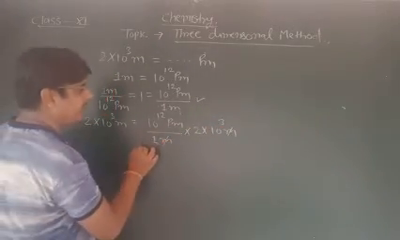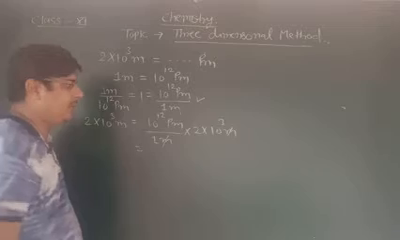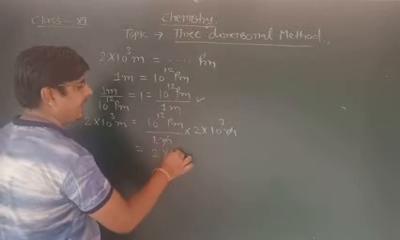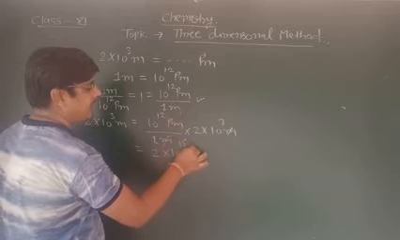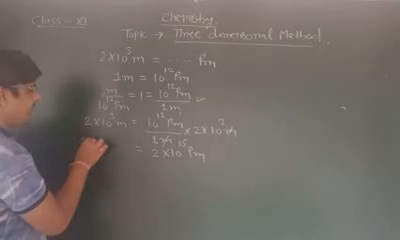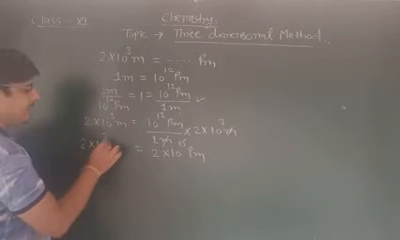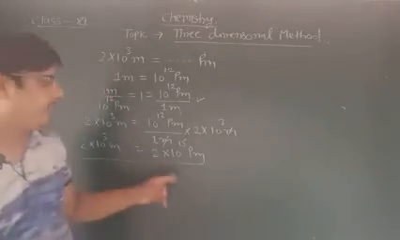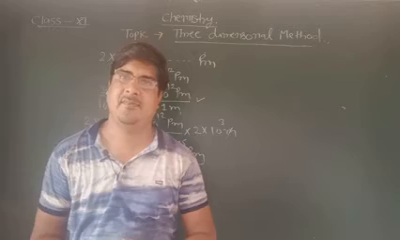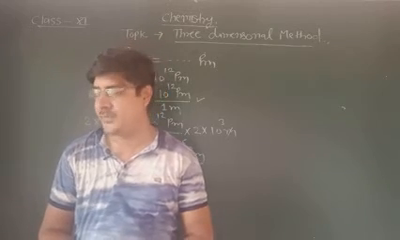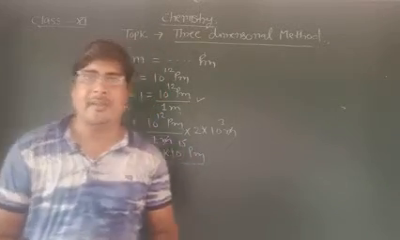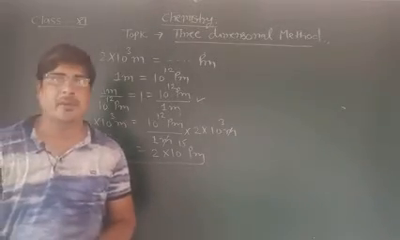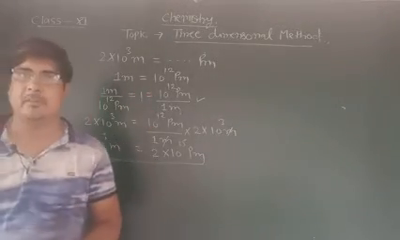So your answer will be 2 into 10 to the power 15 picometer. 2 into 10 to the power 3 meter equals 2 into 10 to the power 15 picometer. Understand it? Okay, so take the screenshot for this question also, and I will solve another question related to the three-dimensional method.